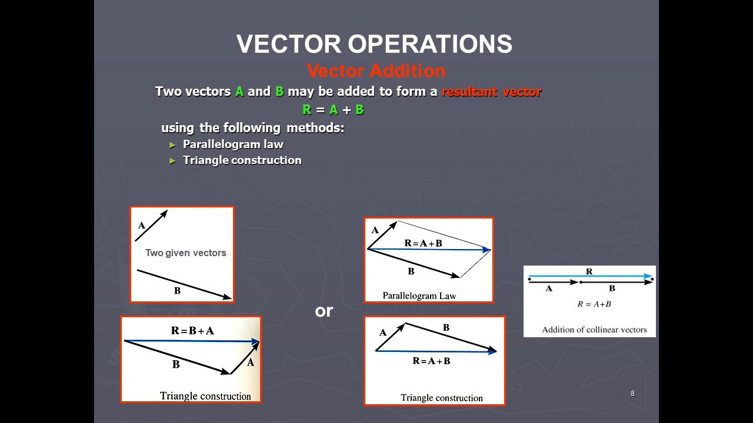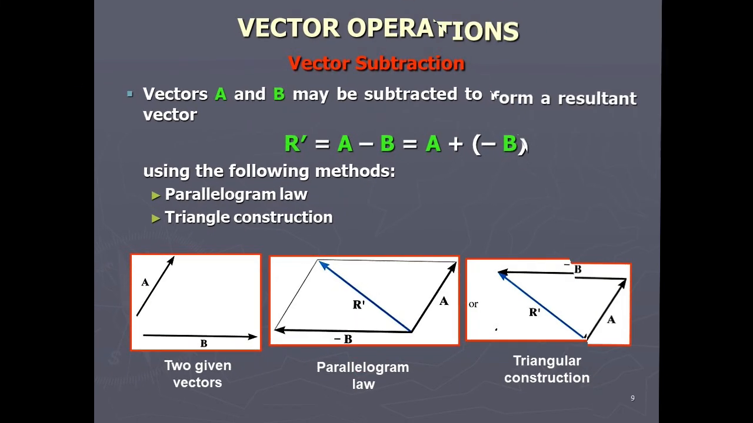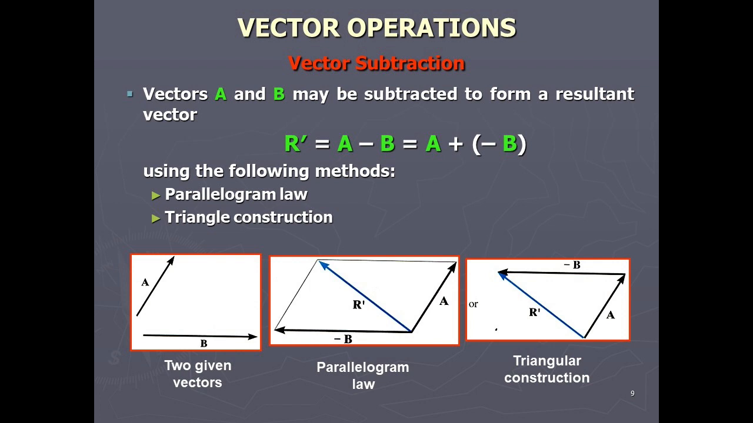Okay? And if they are collinear, if the two vectors are collinear, the resultant is just simply this plus that. Very simple and straightforward. But like I said, you can use any of the triangles because they are equal. You can choose to use this or that.